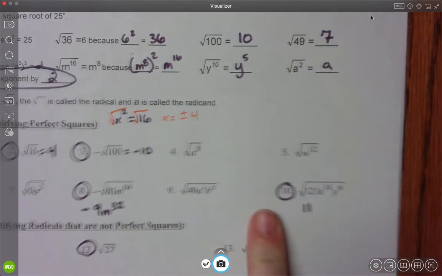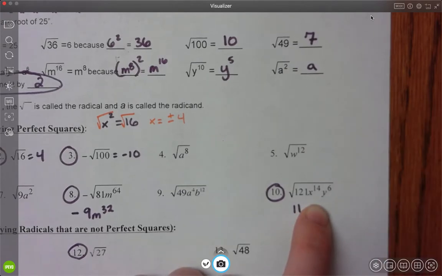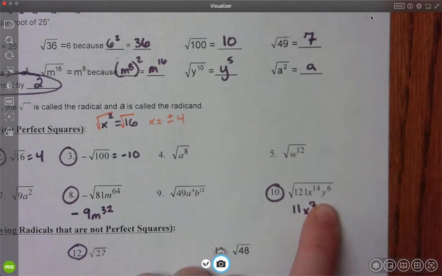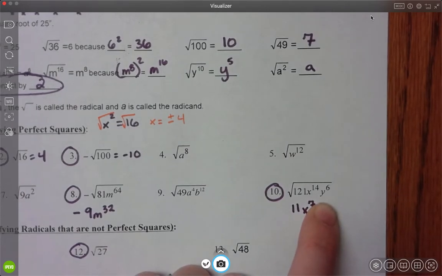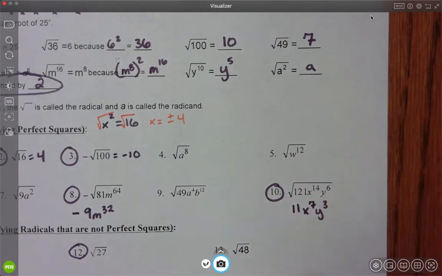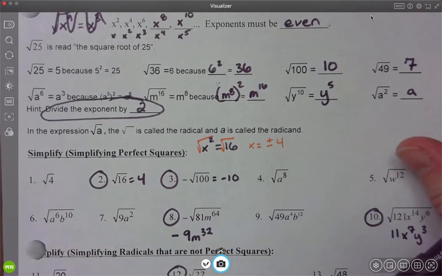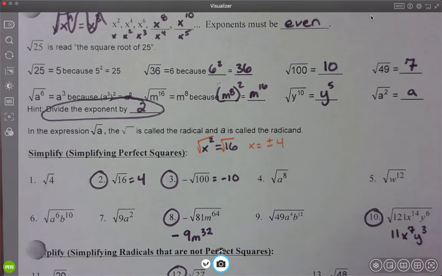The square root of x to the 14th power, we're just dividing by 2, so that's x to the 7th power. And the square root of y to the 6th power is y to the 3rd power. So that's what it will look like. Those are ones that come out nicely, so they are perfect squares. They say simplifying perfect squares. Now we're going to go down and do ones that aren't perfect squares.